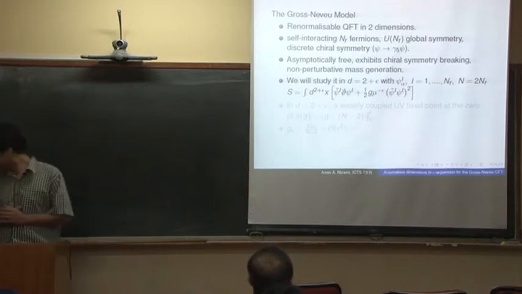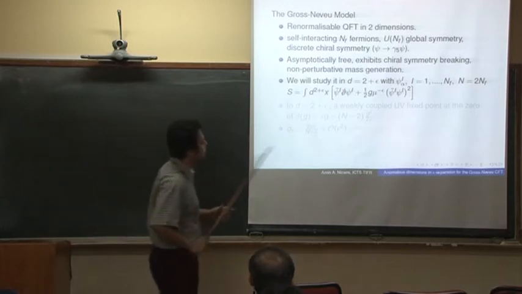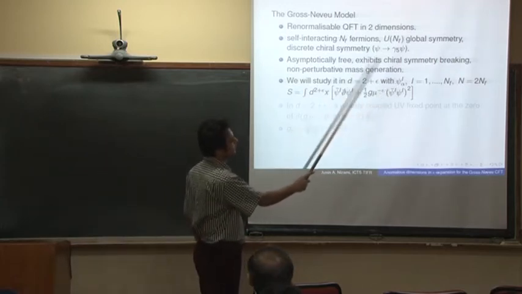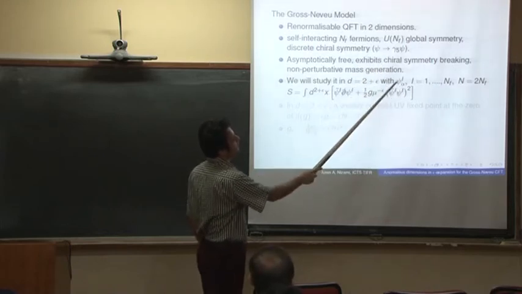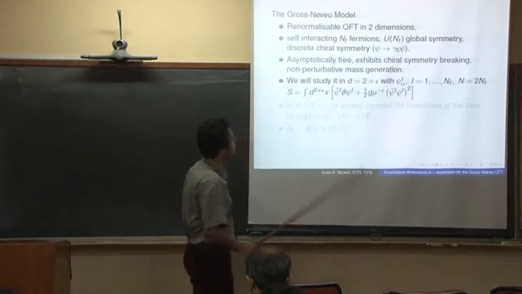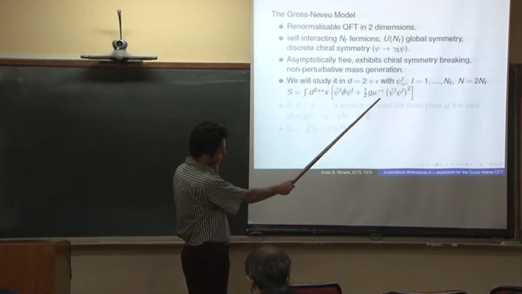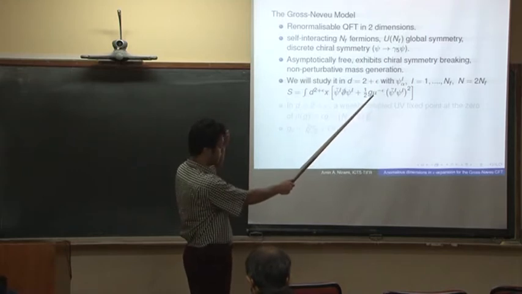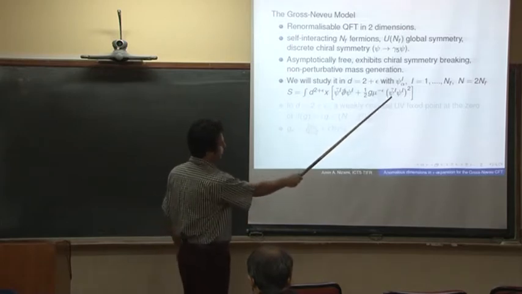We will be dealing with these fermions. So I is the isospin index, the U(N_F) index. Alpha is the spinor index, and you have N_F copies of these fermions. And this is the usual standard action for the theory. There is this quartic, the usual four-Fermi coupling. And so this is marginal in 2 dimensions.